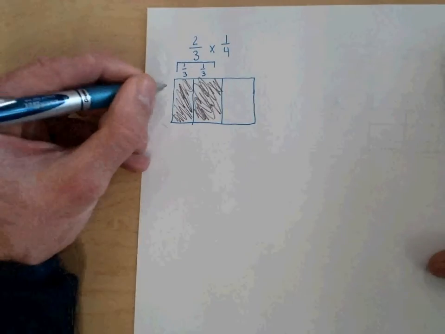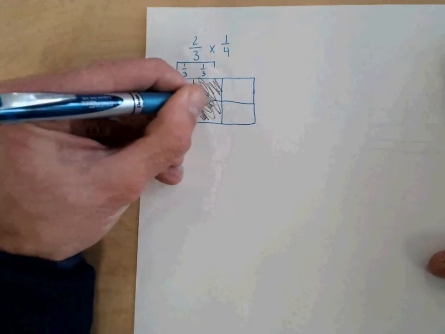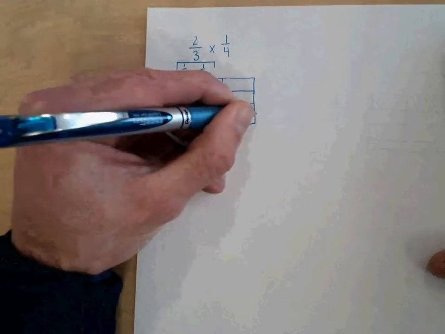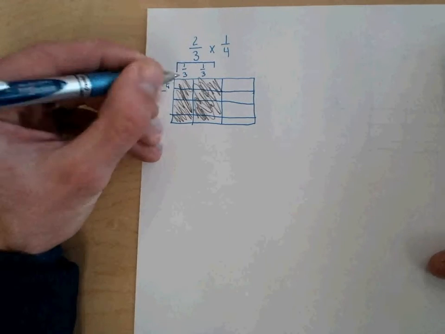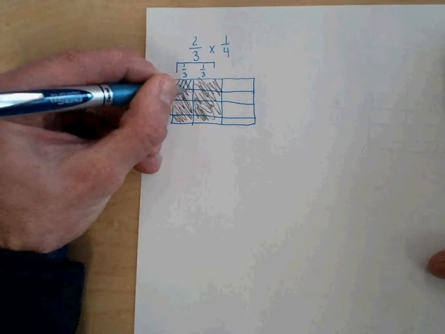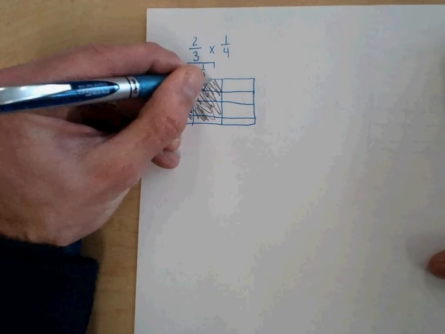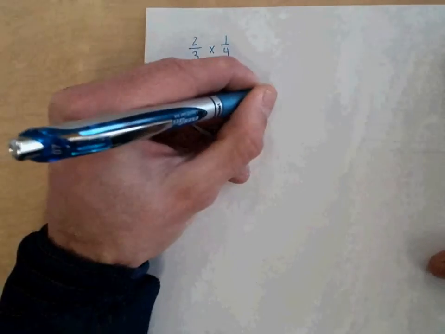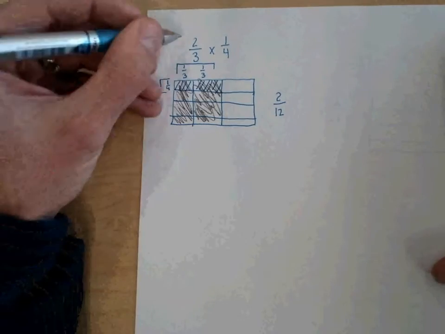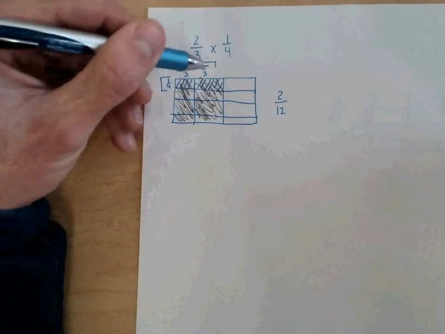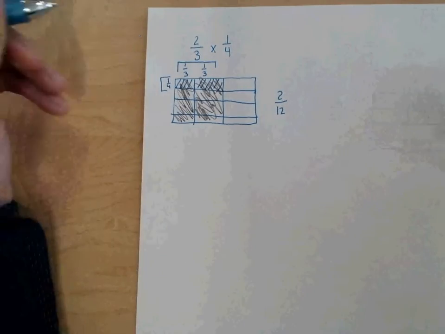Then what I do is I look here and I say, okay, now I want to make this 1/4. So I go right here, make this 1/4, and then I shade in this section and this section right there. So I have 2 shaded in out of a total of 12. So that is 2/12.